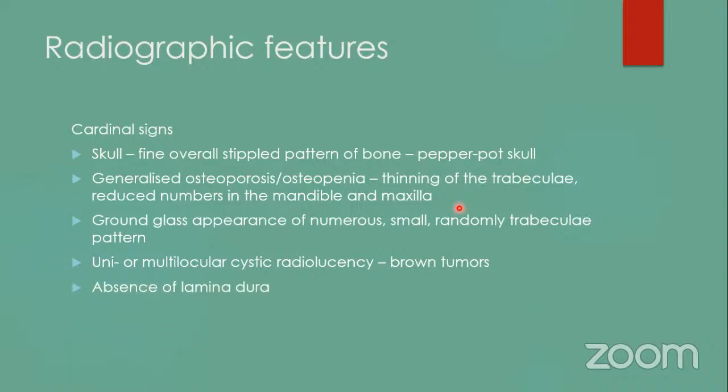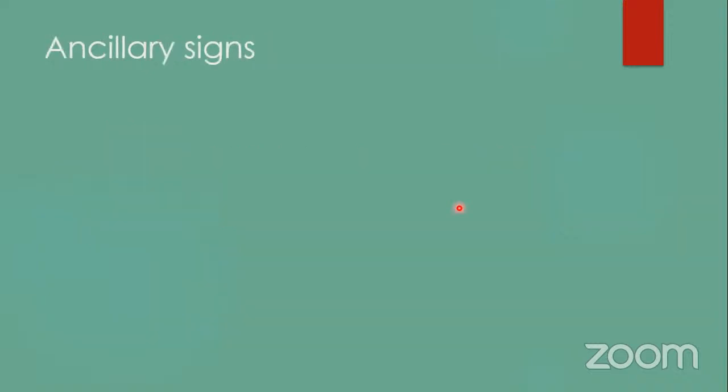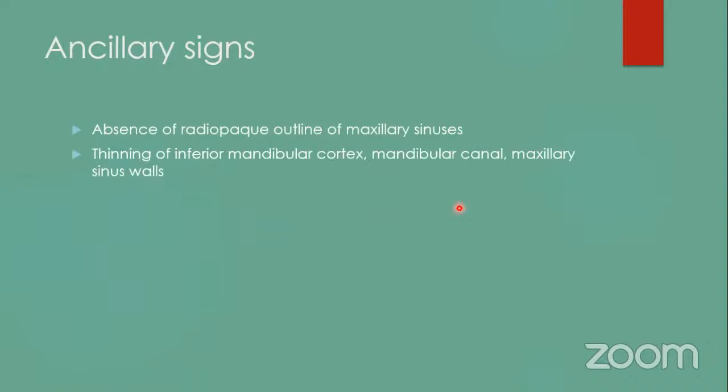And then the absence of lamina dura. Then eventually you can have calcification in soft tissues, for example, the kidneys, joints, muscles, subcutaneous tissues, salivary glands, etc. Other signs will include the absence of a radiopaque outline of the maxillary sinuses. Then you can have thinning of the inferior mandibular cortex, the mandibular canal, and the sinus wall.